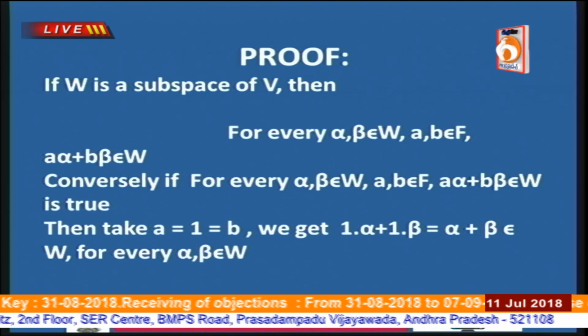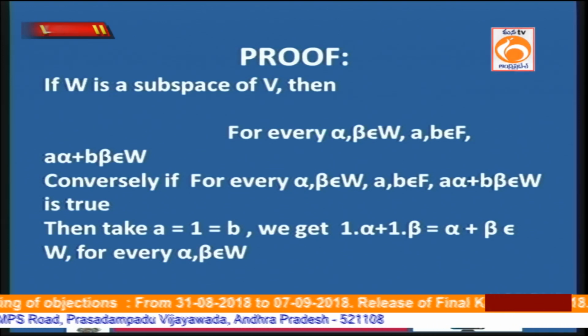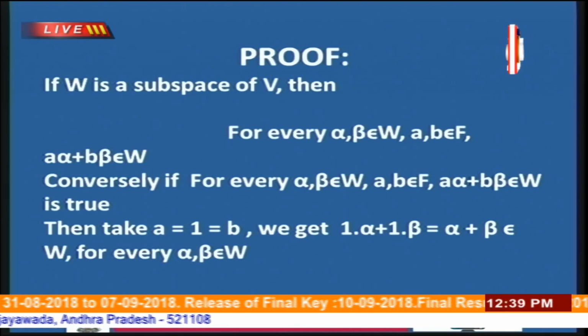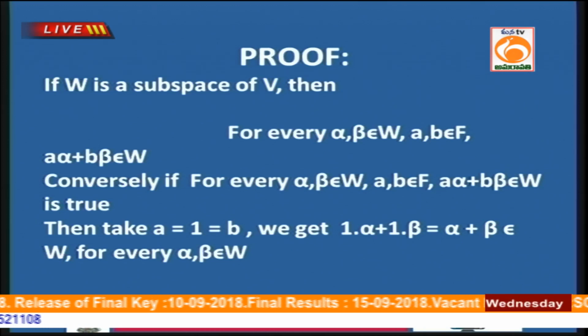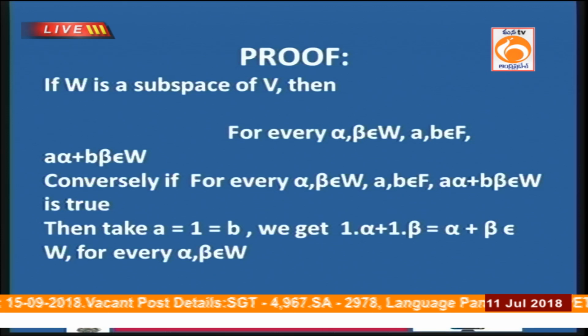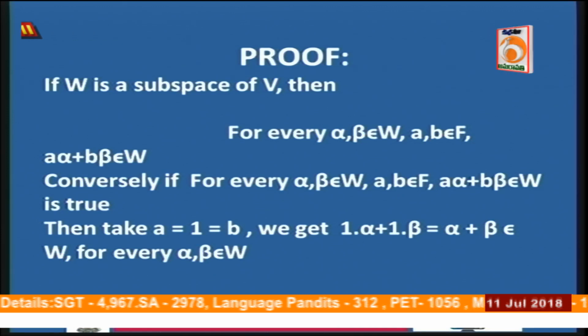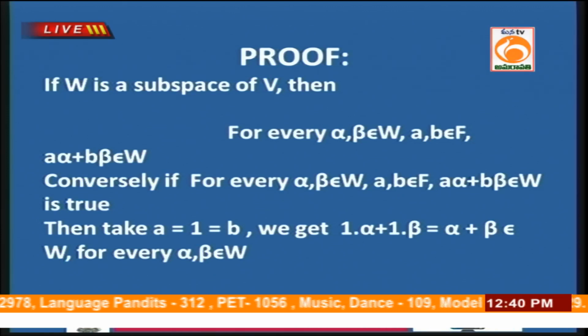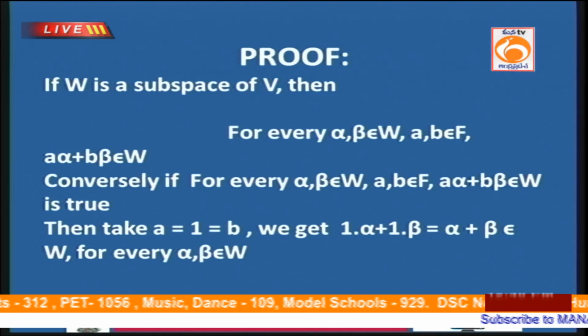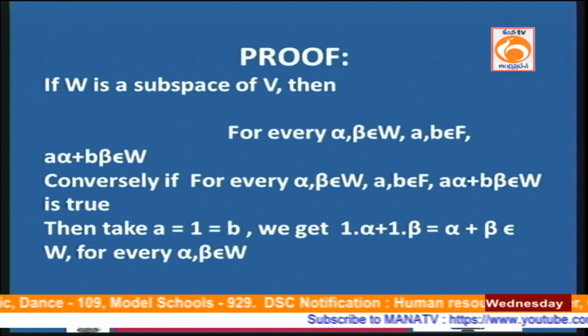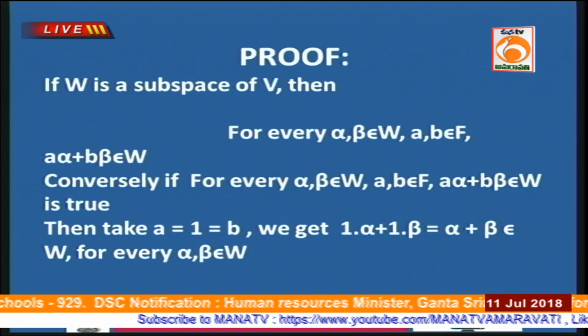Right. So for that, we start with simple combinations. Take A equal to 1 and B equal to 1. So what does the combination become? 1 dot alpha plus 1 dot beta, which is nothing but alpha plus beta, which belongs to W, because that is the condition given, for every A, B and for every alpha, beta. I am only changing the values of A and B. So this is closure with respect to addition.